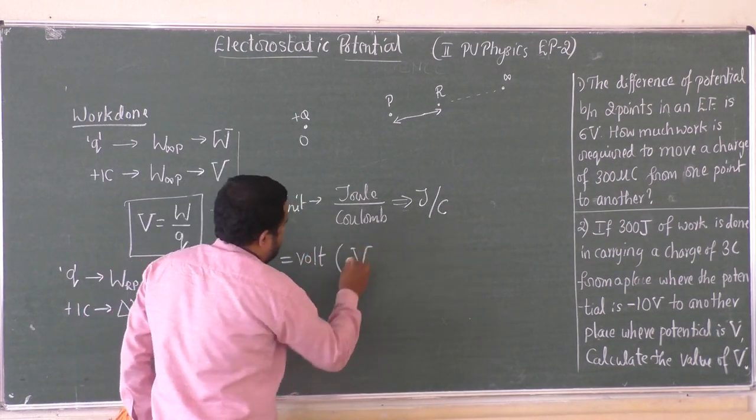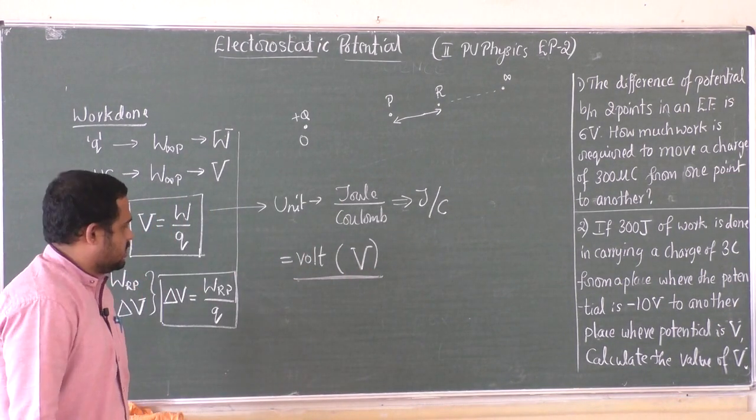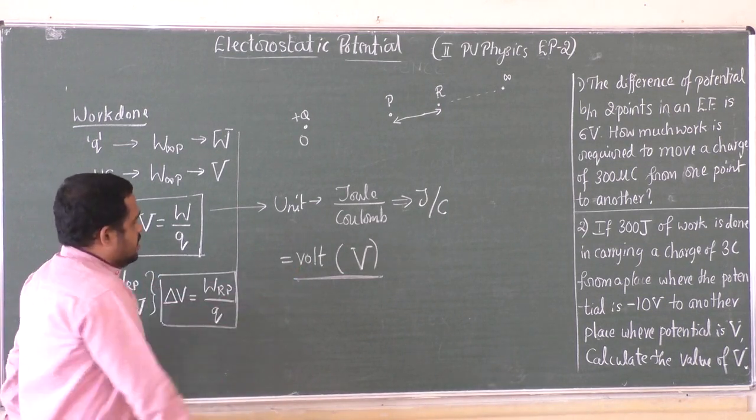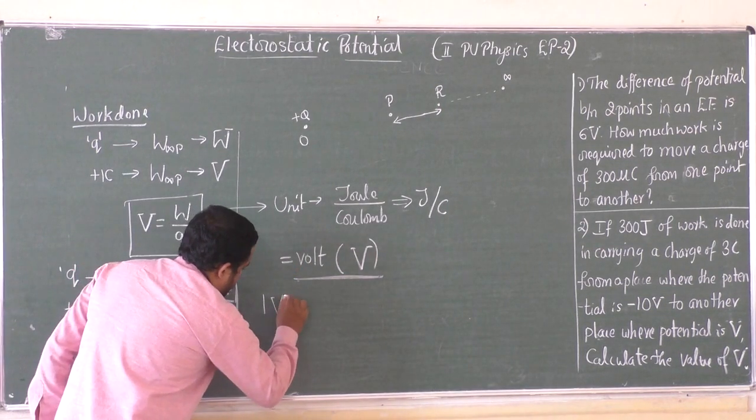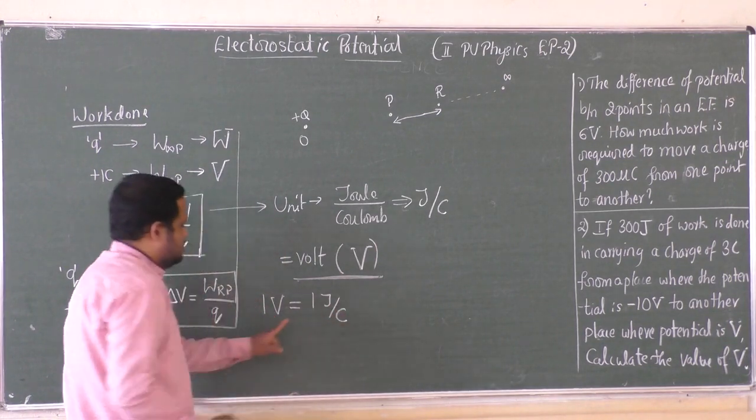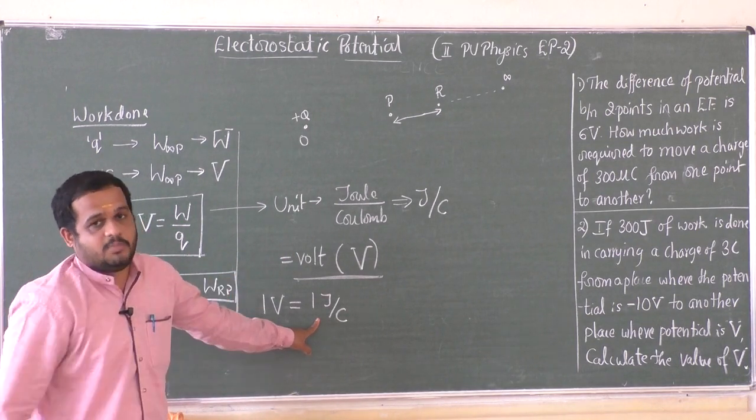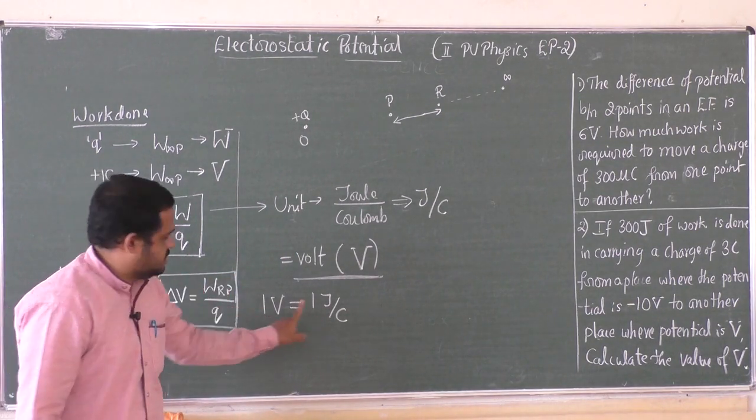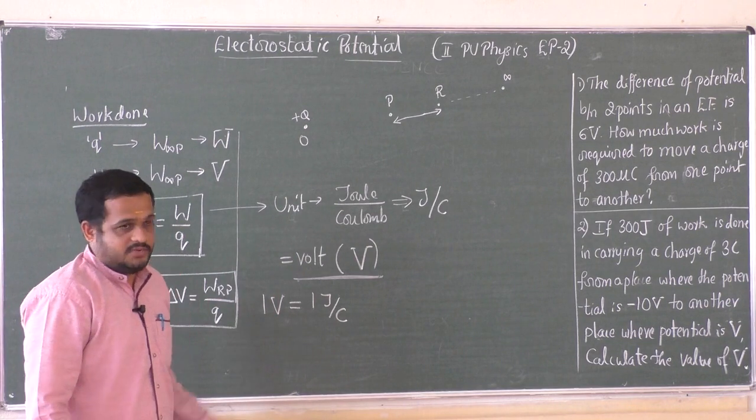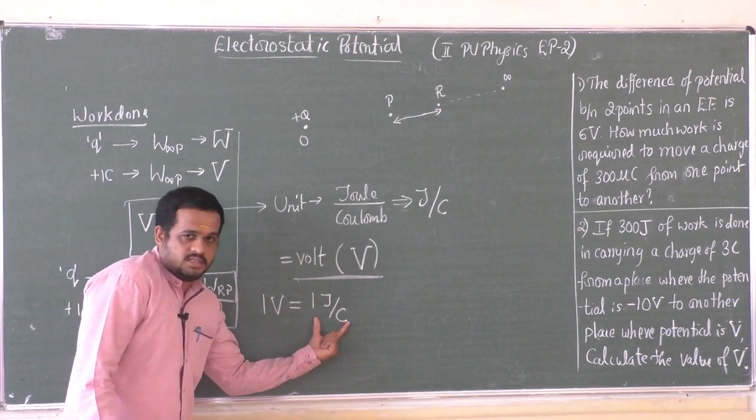Notation is capital V. Now this is the unit of electrostatic potential or electric potential, volt. Now 1 volt is equal to 1 joule per second. This is the definition of unit of electrostatic potential or simply electric potential. Define unit of electrostatic potential. Answer for that question is this one.